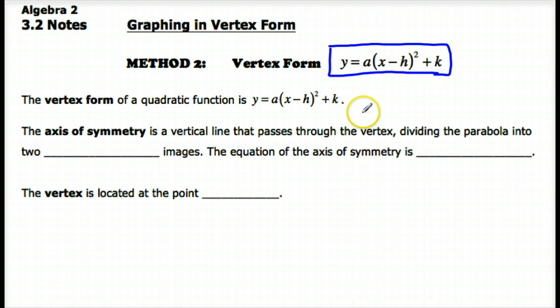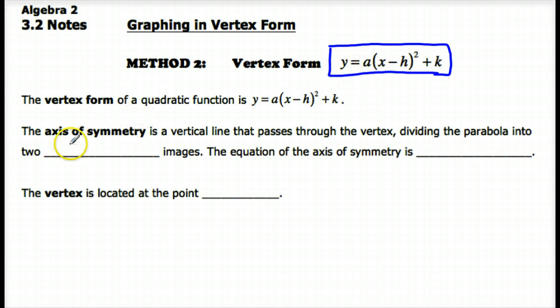We're still going to go through our graphs the same method we did in the last video. We're going to focus on finding a vertex, finding the axis of symmetry, but it's just when you're given a different form here, there's a different process for finding that vertex and that axis of symmetry.